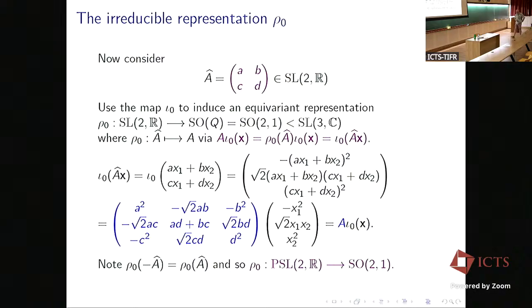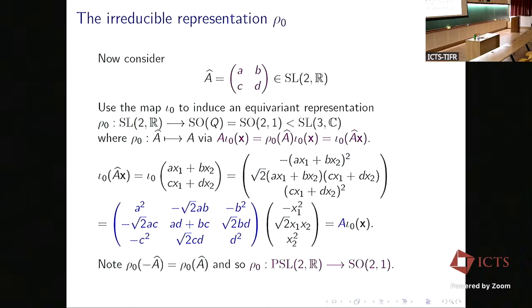Now that matrix is automatically going to take a vector in the null set of Q, and it's going to spit out another vector in the null set of Q. And so actually it's going to preserve my quadratic form. And so in fact it lives in SO(Q). So it's an orthogonal matrix for the quadratic form Q, and it has determinant 1.